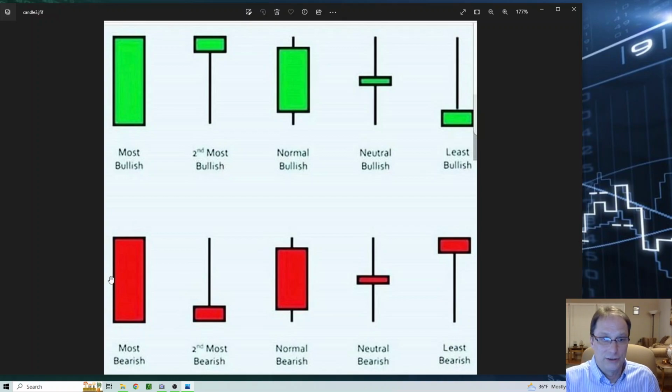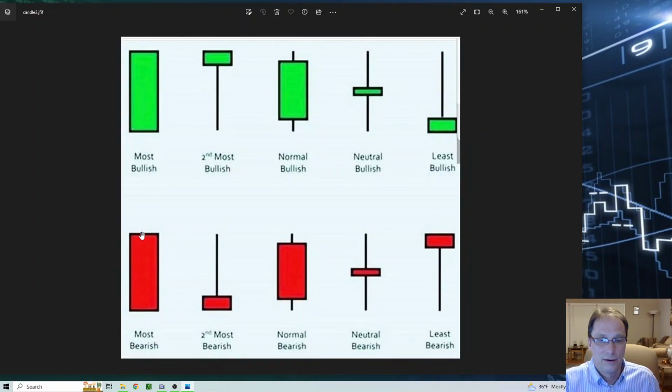Now the bearish, obviously it opened here, closed here. Same thing here, which means the candlestick opened here, top of the body. The buyers came in, started buying it, hit resistance, and the sellers pushed it all the way back down to where it closed here. That's a very bearish looking candle there.